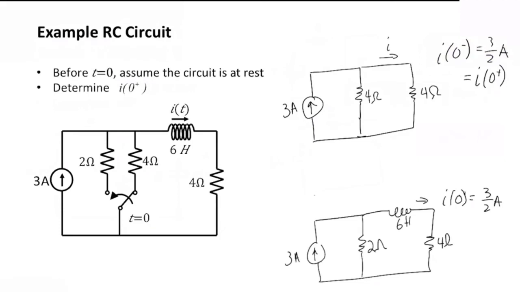Now, after the switch changes, you have a new circuit. This time you have 2 ohms there. You have the inductor, and you have 4 ohms over here. In the lesson on first order RL circuits, you would learn how to solve this, but you would need to know that I at 0, or 0 plus, is 3/2 amps for this second circuit.